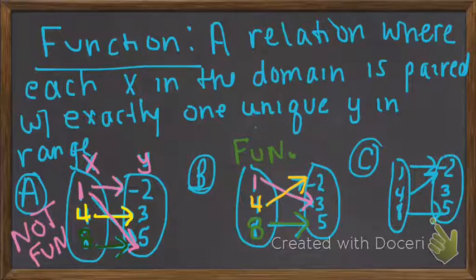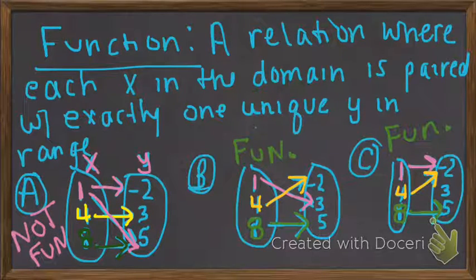All right, welcome back. So 1 is paired with -2. 4 this time is paired with -2. So 1 and 4 both are paired with -2. And then lastly, this 8 here is paired with 5. So now we have to decide, is it a function? Does every x in the domain, the first circle, get paired with 1 in the range? Yeah, it does. This is, in fact, a function.